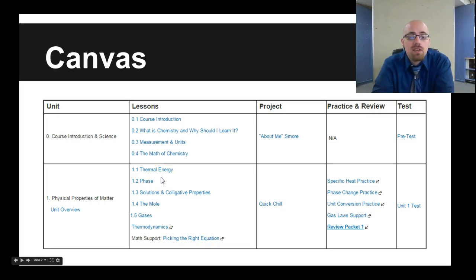Some lessons may take us 2 or 3 days to complete. It just depends on how complex the objectives are and what types of things we need to do in class to make sure we master those things.